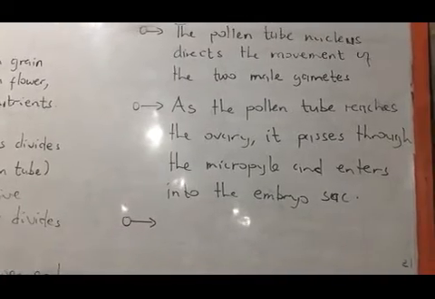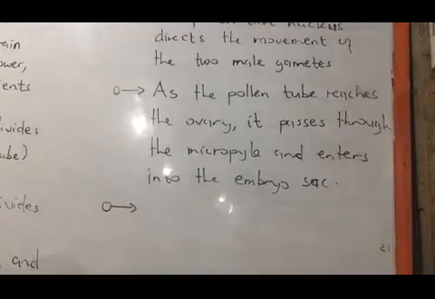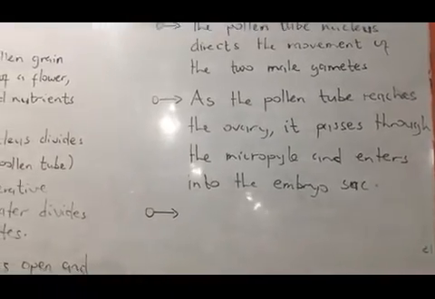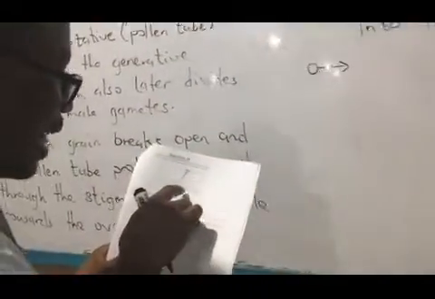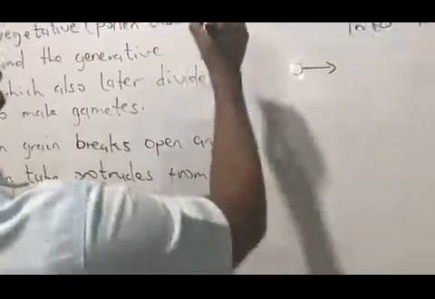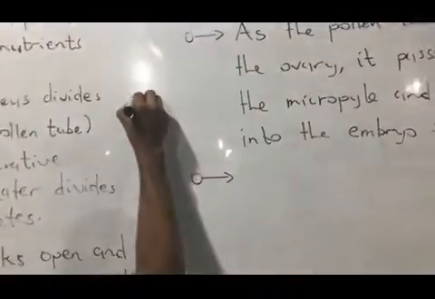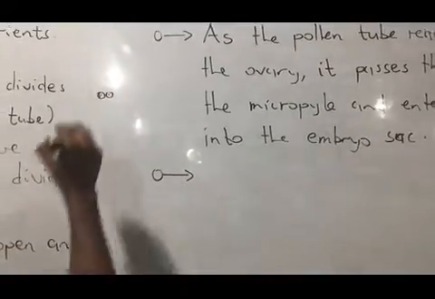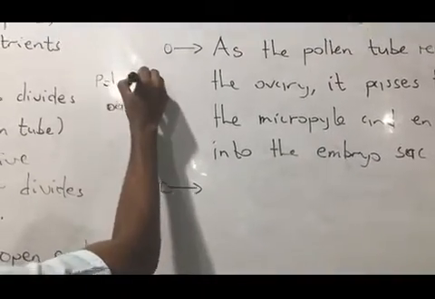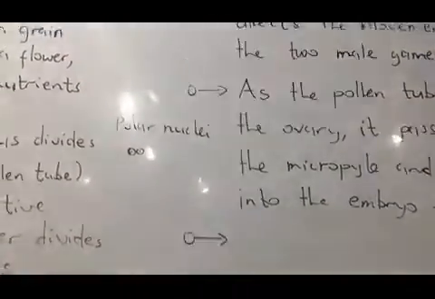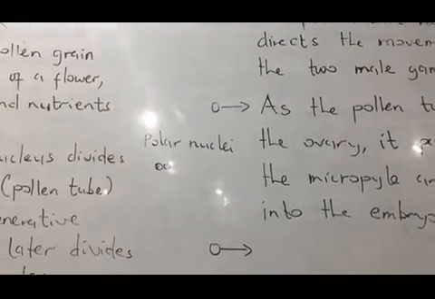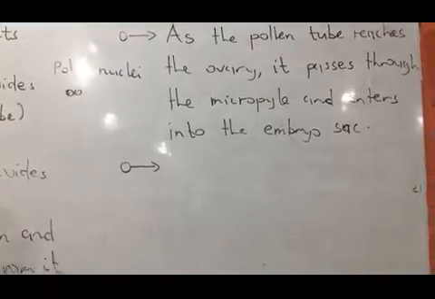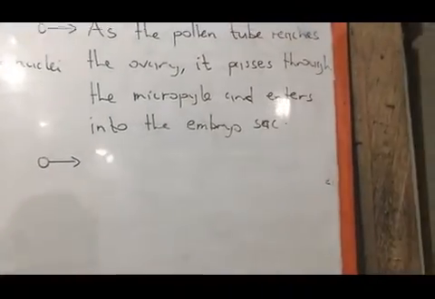You see, within the embryo sac, you have the VII labeled as the egg nucleus. Above the egg nucleus, you also have two smaller cells in there. This one is what we call the polar nuclei. So one of the male gametes will fuse with the egg nucleus to form the zygote. The other one fuses with the polar nuclei to form the endosperm.